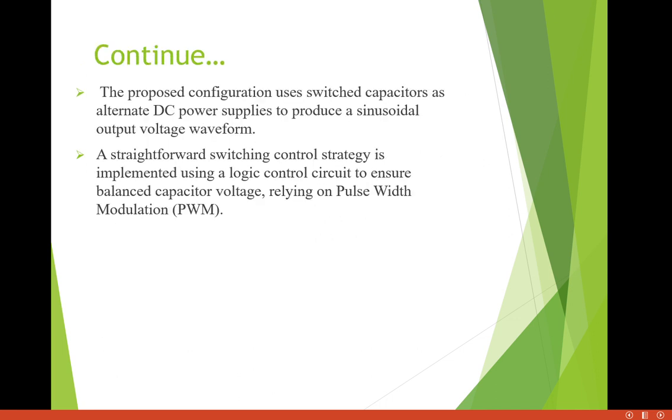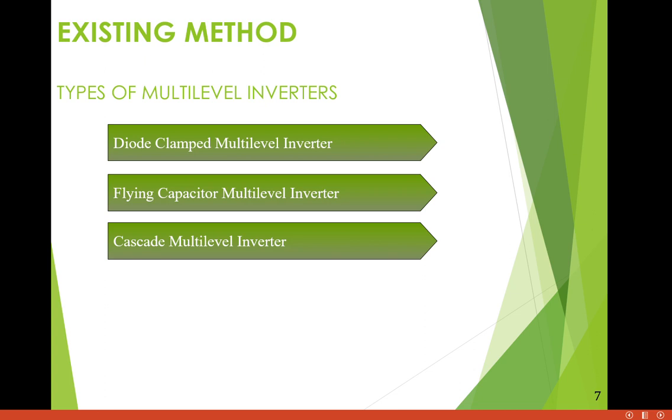The proposed configuration uses switched capacitors as alternate DC power supplies to produce a sinusoidal output voltage waveform. A straightforward switching control strategy is implemented using a logic control circuit to ensure balanced capacitor voltage, relying on pulse width modulation. Existing method. There are three types of multi-level inverters: diode clamped multi-level inverter, flying capacitor multi-level inverter, and cascaded multi-level inverter.